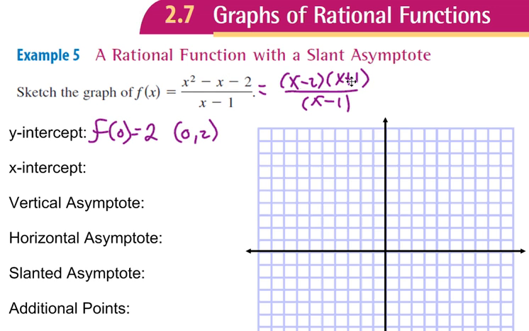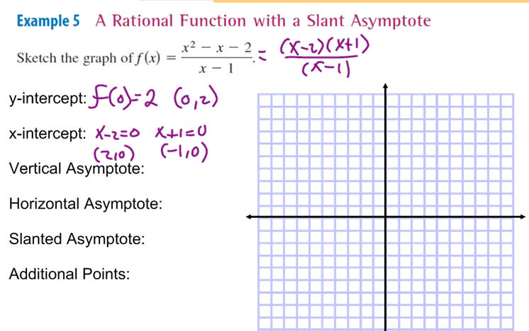That means we set the numerator equal to 0. Well, since this is already in factored form for us, we can go ahead and do that. So x minus 2 equals 0, and x plus 1 equals 0, which implies that we have an x-intercept at (2, 0). And this also implies that we have an x-intercept at (negative 1, 0). Very good.